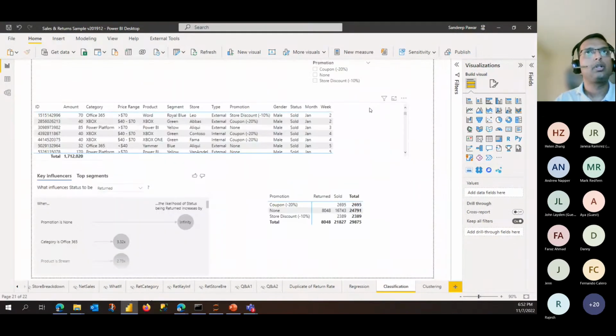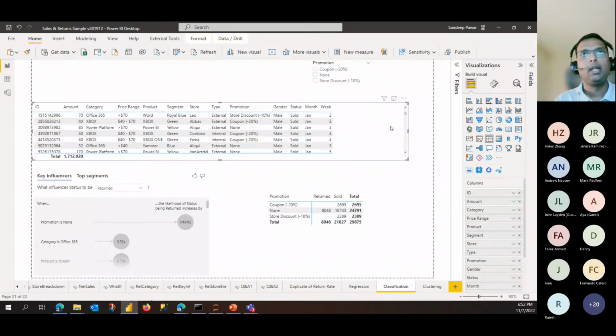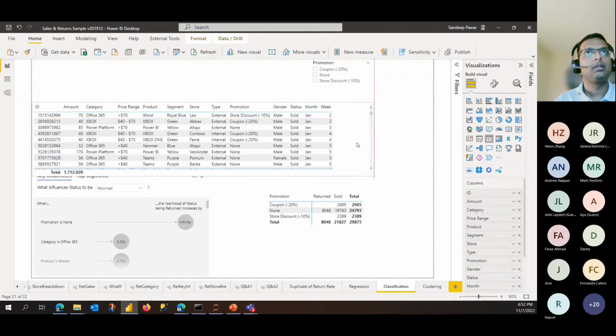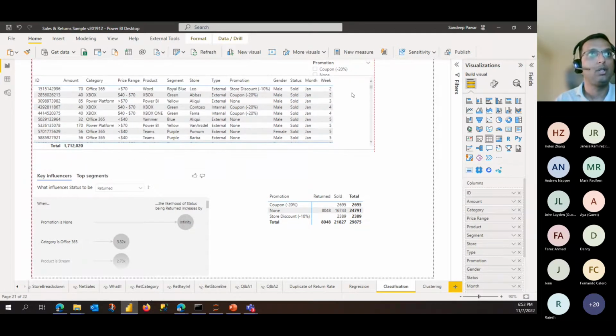So you've heard about key influencer, right? What I can do is again denormalize, and what I did was I took the ID, the amount the customer spends, the category of the product, the price range, the product, the store they bought it from, and all of that.